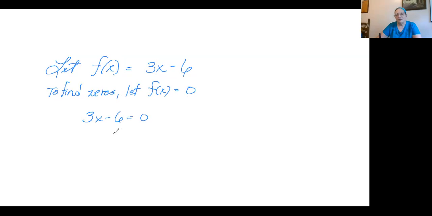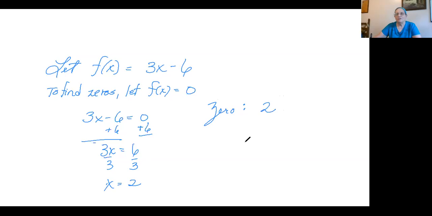So if we have this, all we have to do to solve this for x is add 6 to both sides, divide by 3. We get x equals 2. Therefore, the 0 only has 1 because this is a line, right? No exponents. So the 0 is just 2. We also automatically know from this the x-intercept would be the point 2, 0.